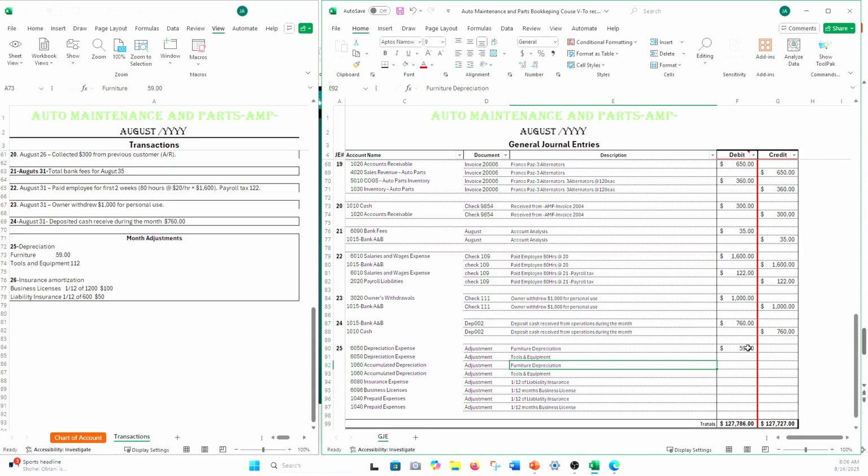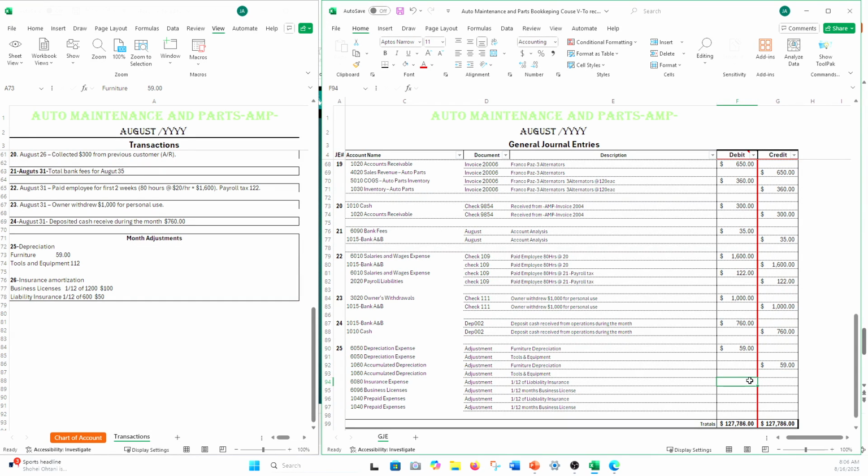Okay, and for depreciation, the expense is the one that starts with the 6, we depreciate, but we have to use the other one, which is called accumulated depreciation, that is part of the fixed assets. So we're going to credit, because it's the only account in assets that increases with credits. So we're going to put the $59.